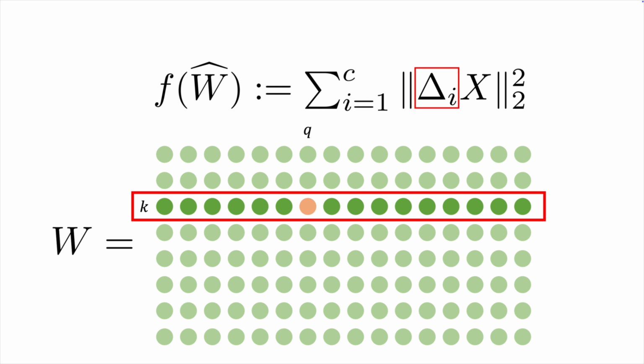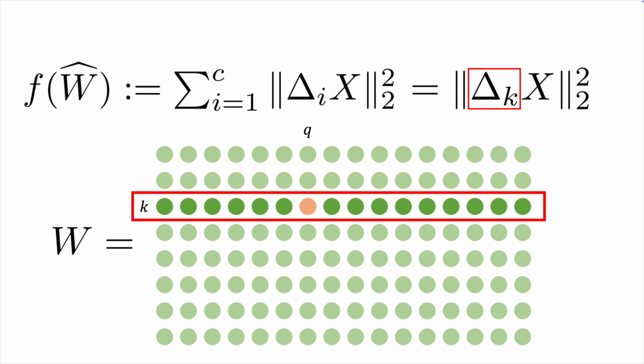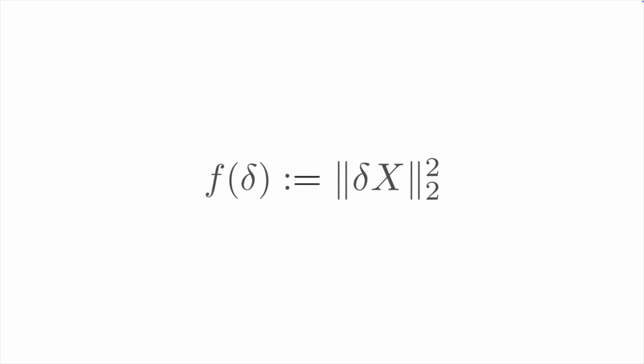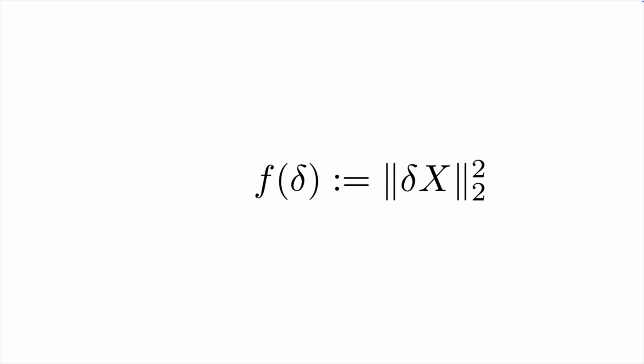Let's focus on row K, and suppose the weight in column Q is one we consider for removal. The vector delta describes how that entire row changes. Our goal is now clear: choose delta so that delta times x is as small as possible, while forcing the selected weights to become zero. This compact objective is a foundation for many pruning and quantization methods.